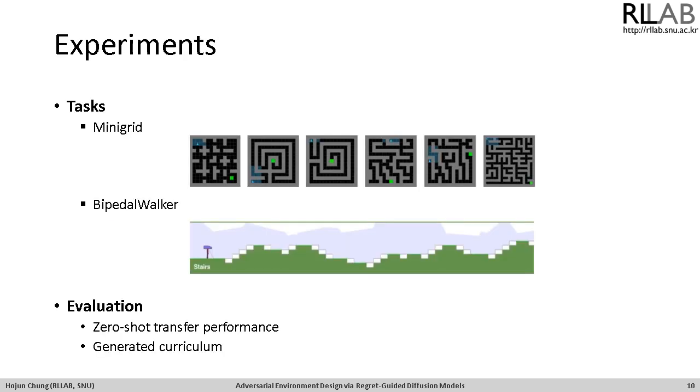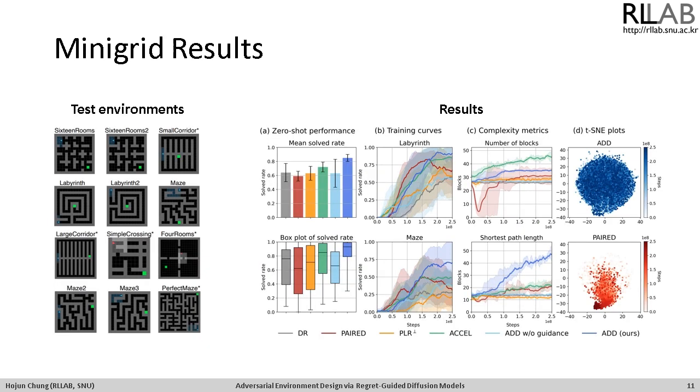We conduct extensive experiments with two tasks, minigrid and bipedal walker. To evaluate the performance, we measure the zero-shot transfer performance on challenging human-designed environments and analyze the generated curriculum. In minigrid, the results demonstrate that the proposed method consistently outperforms the baselines and successfully generates adversarial environments while preserving diversity.